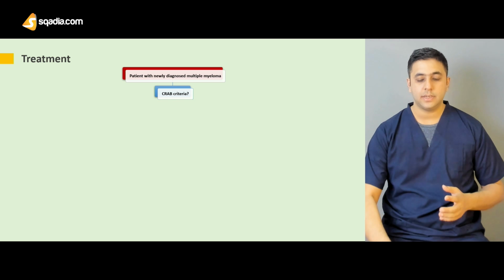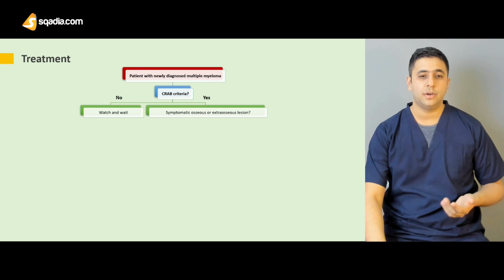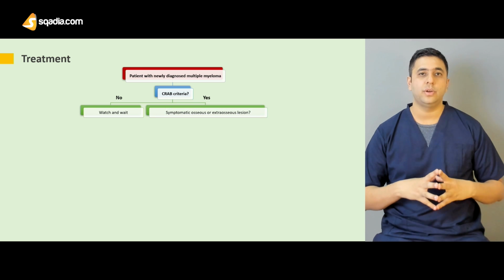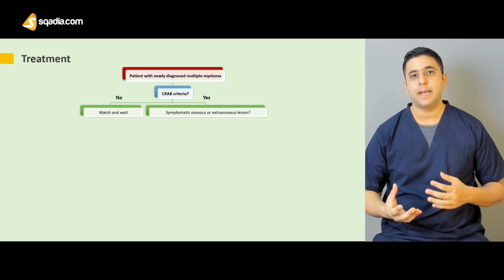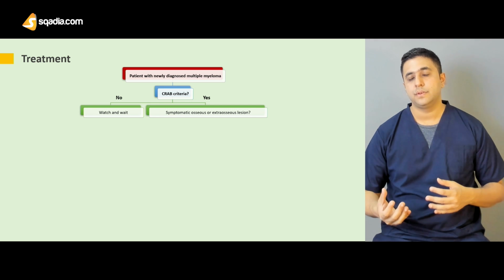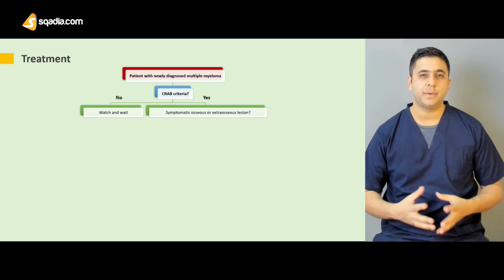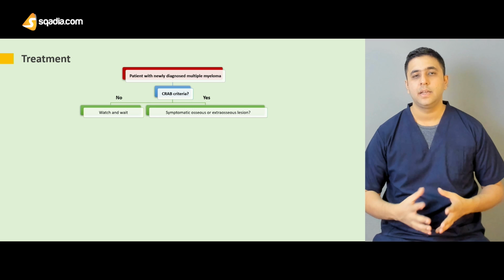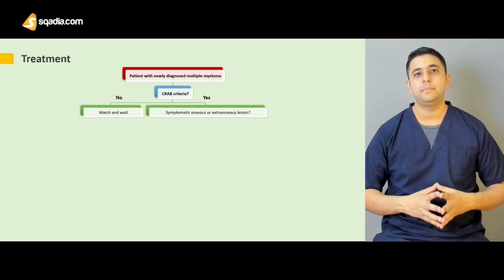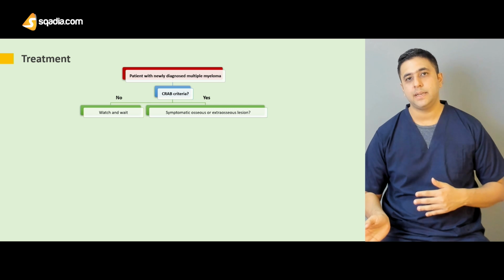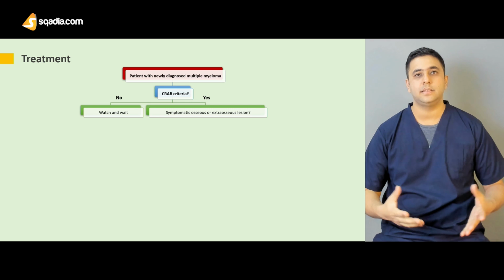So we have to look at the CRAB criteria on its own. If the patient has none of the features of the CRAB, none of these symptoms, then we have to watch and wait. The patient is asymptomatic generally, and we don't have to intervene much. We just follow the patient over a period of time to see whether the patient develops any signs or symptoms or is maintained without any symptoms.